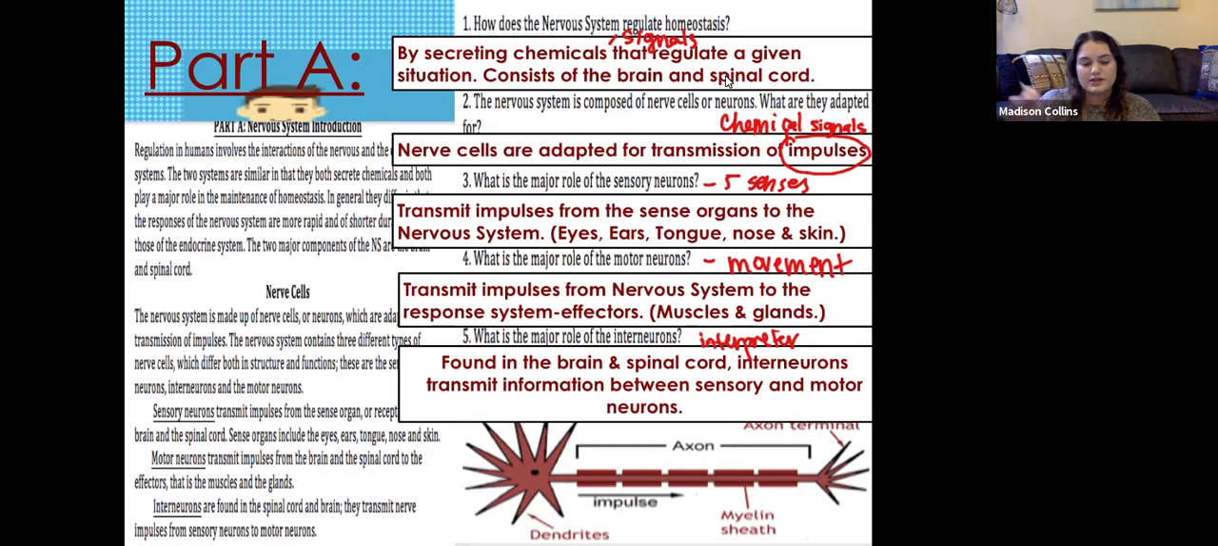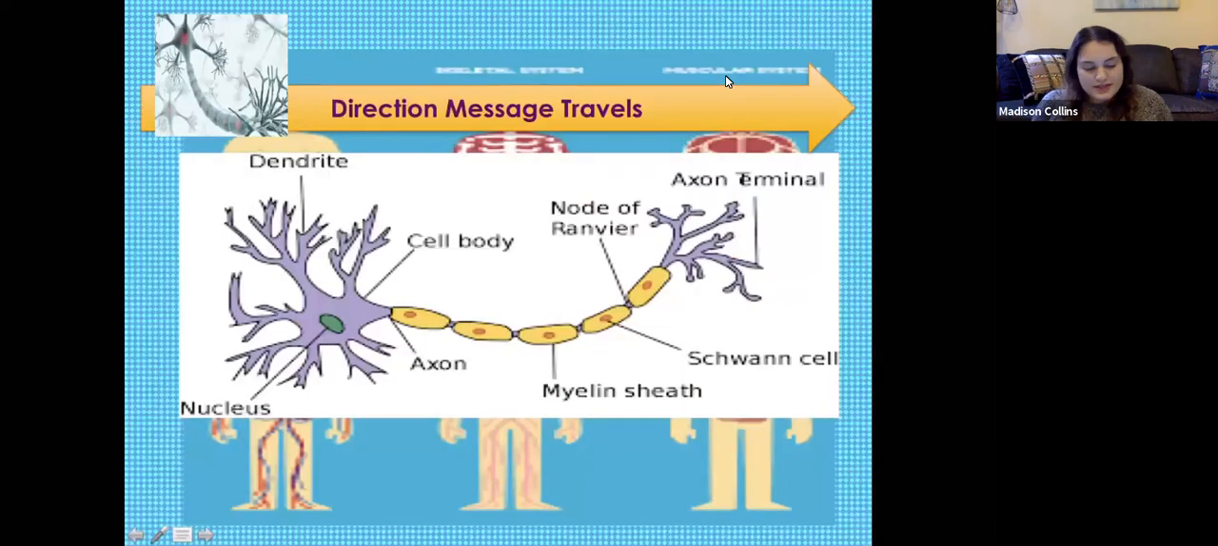All right. Now, this is a picture of what a nerve cell or a neuron looks like. So I know what you're thinking, like that doesn't look like the cells we looked at in class, but remember that cells differ in terms of what function they serve. So your muscle cells are going to look different than your skin cells, and your nerve cells are no different. So nerve cells are adapted for receiving and sending signals or messages. Remember, we call those impulses.